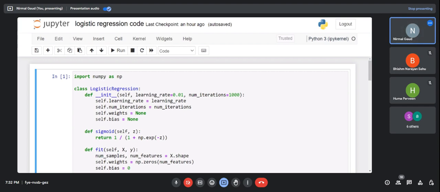So here in case of init, I am having a self argument. This is present in init self. Then I defined the learning rate, and yesterday you studied about the learning rate also.